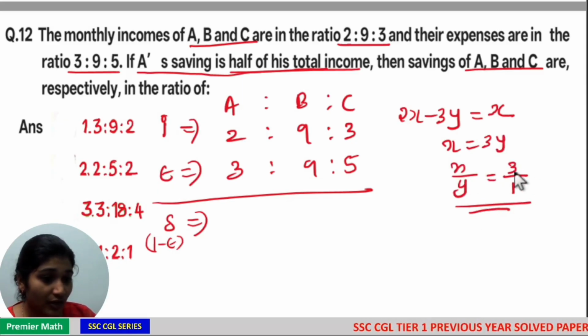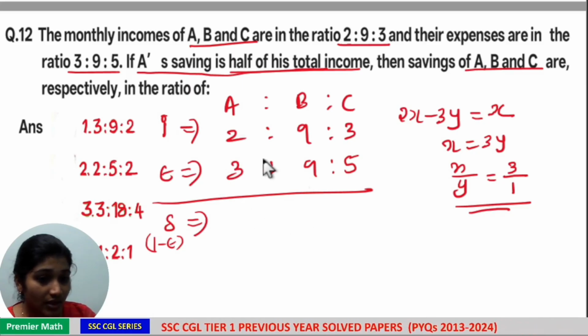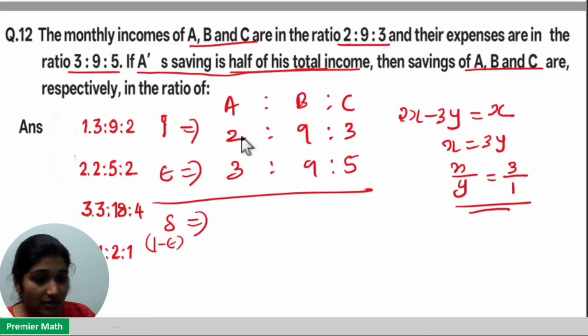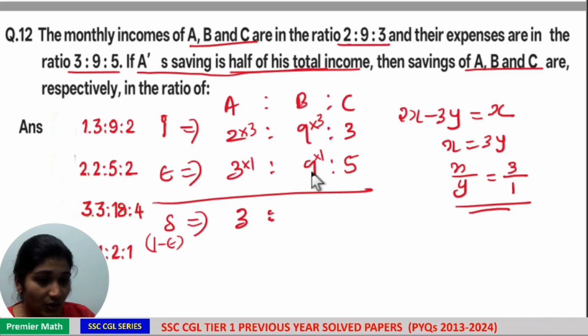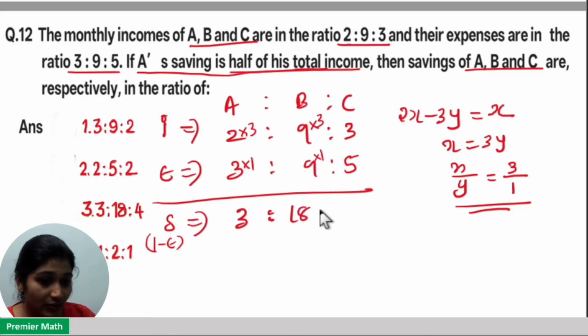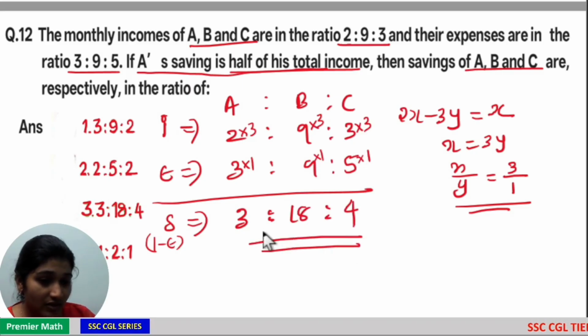So put the value of x as 3 and y as 1 in these two ratios. Then x is equal to 3 means here 2 into 3 is 6, 6 minus 3 into 1, so 6 minus 3 is equal to 3. And here also 9 into 3 is 27, 27 minus 9 is equal to 18. Same way 3 into 3 is 9, 9 minus 5 is equal to 4. So the savings ratio is equal to 3 is to 18 is to 4. Option 3 is your answer.